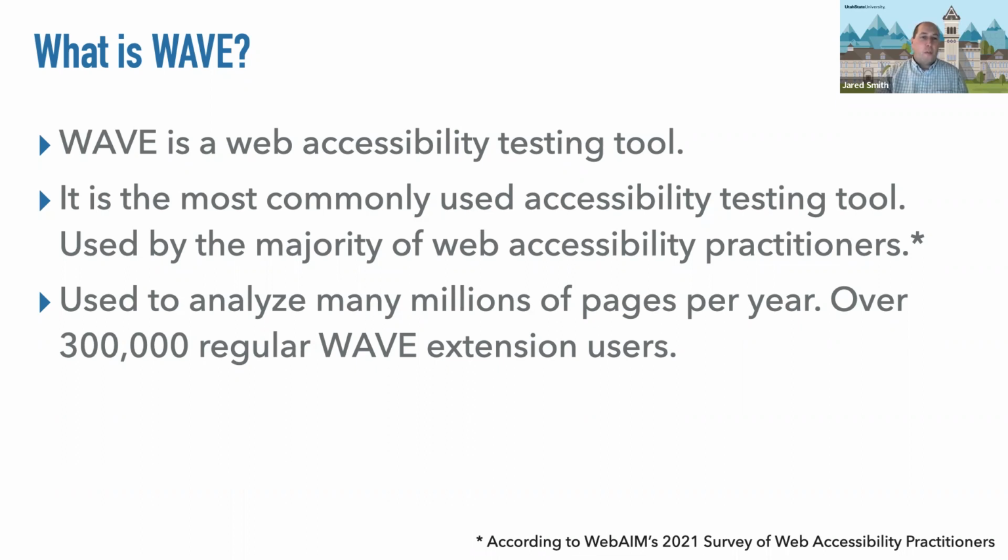We believe it is the most commonly used accessibility testing tool. At WebAim, we conduct a survey every few years of web accessibility practitioners, folks that are implementing accessibility, and they report that Wave is among the tools that are the most commonly used. We don't have exact numbers on usage. We know our online version of Wave is used to test many millions of pages every year. We have over 300,000 regular Wave browser extension users. We don't know how many pages are tested using those extensions, but definitely millions and millions of pages.